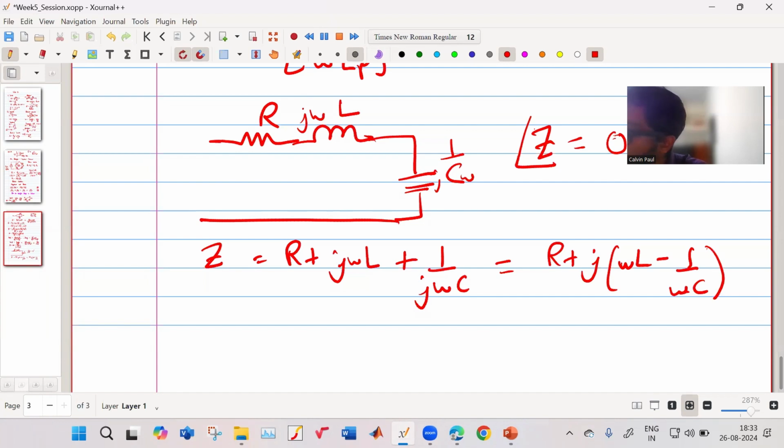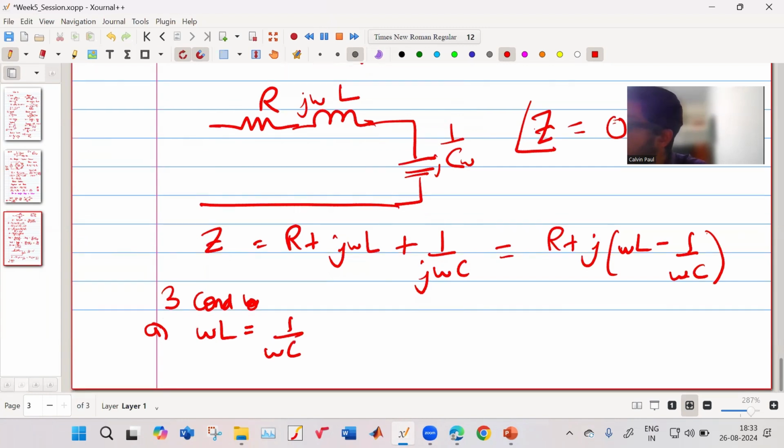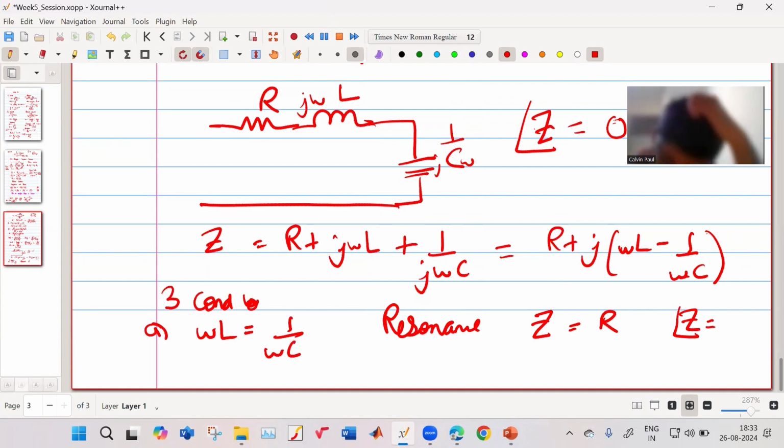So there are three conditions. Condition A, when omega L is equal to 1 upon omega C. Then your circuit is in resonance, and your Z is just equal to R. And your angle of Z is how much then? 0, sir. Your angle of Z is just 0 degrees in this case.